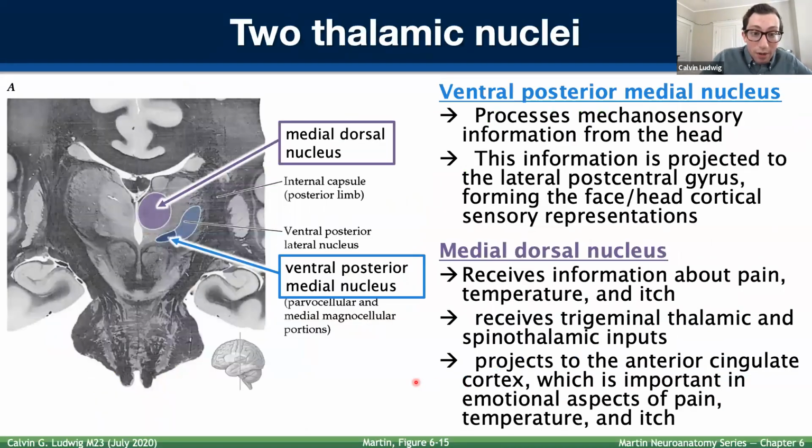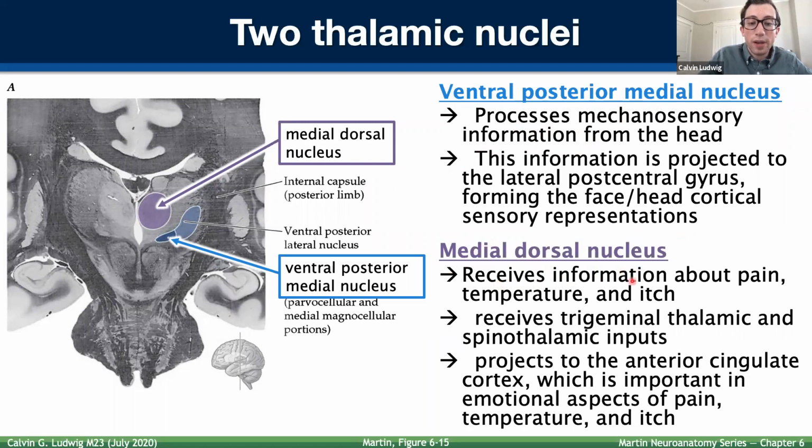Two thalamic nuclei that I've been mentioning, and now we're going to get a little more about. The ventral posterior medial nucleus processes mechanosensory information from the head, and then this information is projected to the lateral postcentral gyrus, forming the face and head cortical sensory representations, which is the homunculus, which we'll see on the next slide. And then the medial dorsal nucleus.